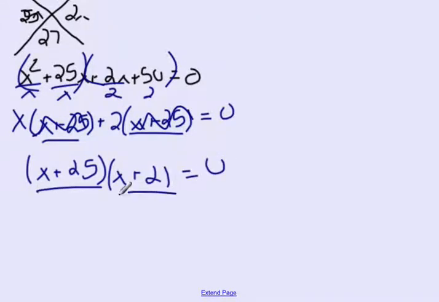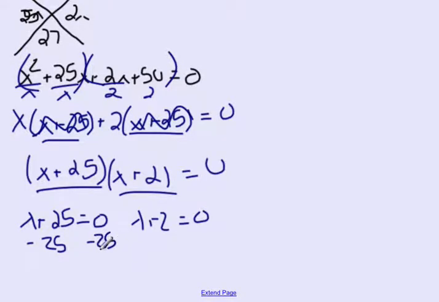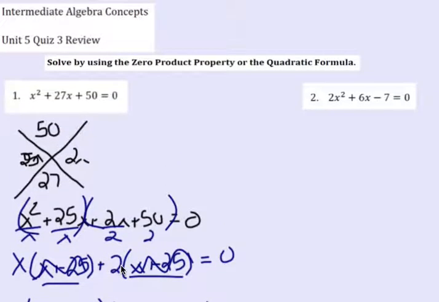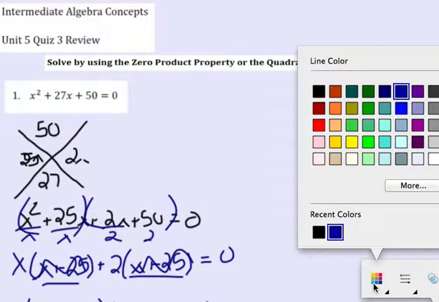So I'm going to take each of these factors and set them equal to 0. So x plus 25 is equal to 0, and x plus 2 is equal to 0. Here, subtract 25 from both sides, and you get that x is equal to negative 25. Here, subtract 2 from both sides, and you get that x is equal to negative 2. So right here are your two answers for number 1. Now, if you went through and did the quadratic formula, you would get the same thing. Now let's take a look at number 2.